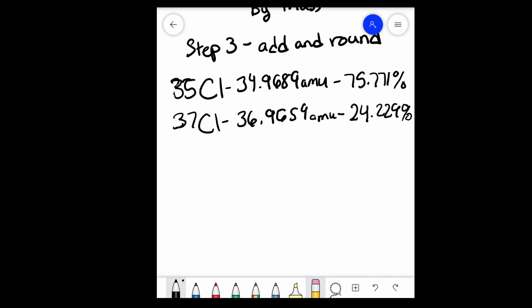So the first thing is to convert our percentages into decimals. And so that's pretty easy. You just move the decimal place 2 places to the left. So that gives us 0.75771 and 0.24229. Next is to multiply those percentages that are now decimals by their corresponding mass.